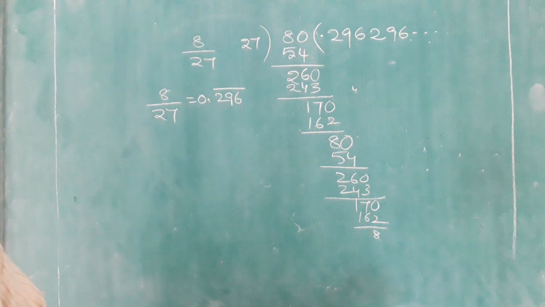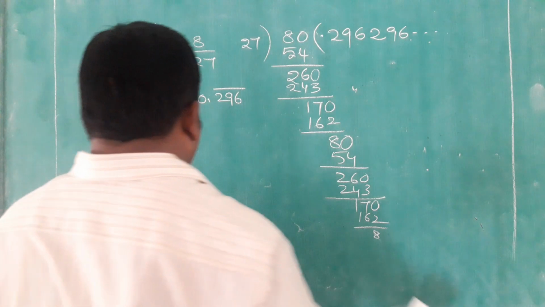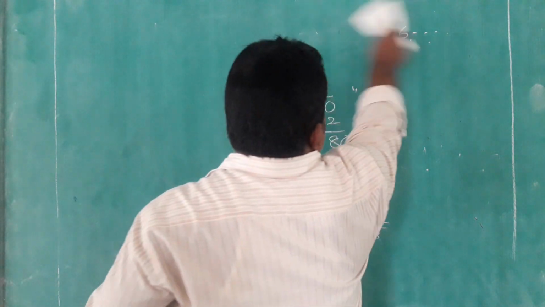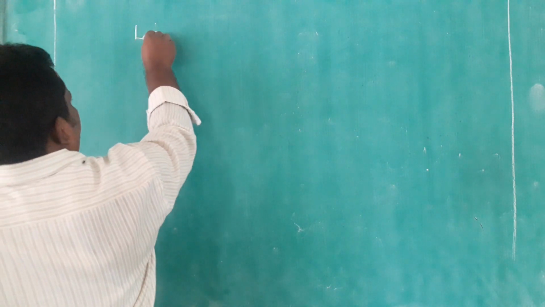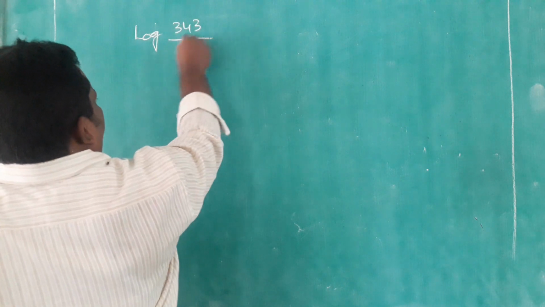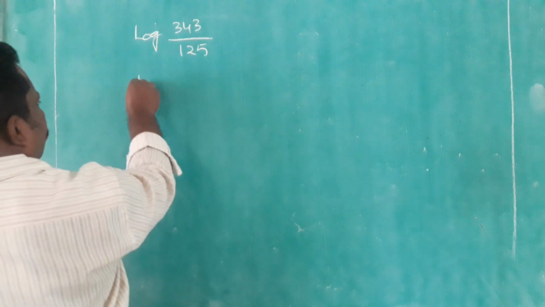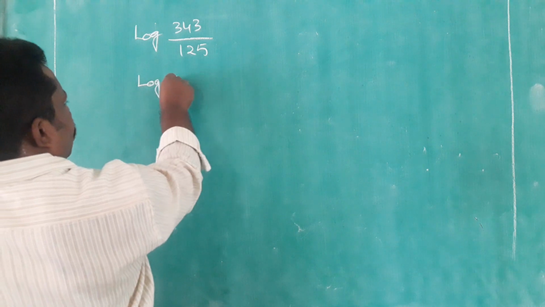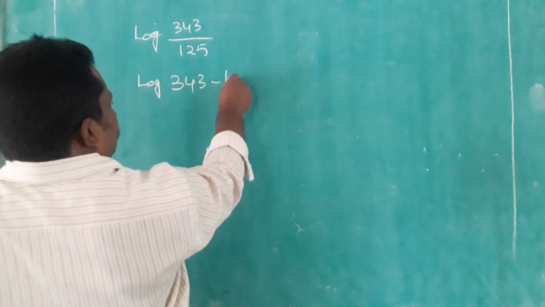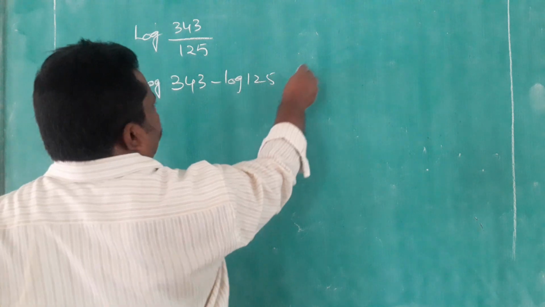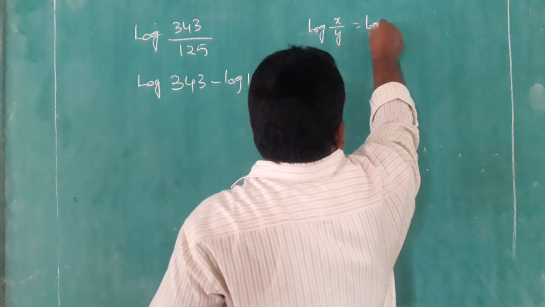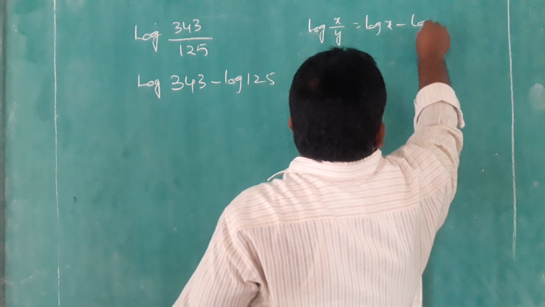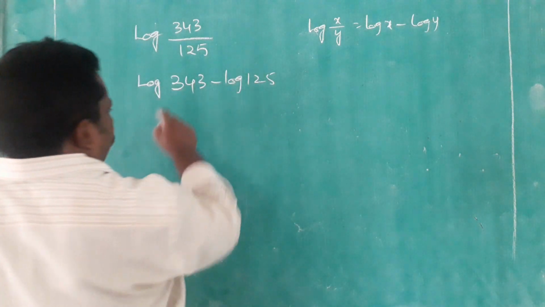Now, next question. Expand log 343 by 125. Log 343 by 125. It is of the form log 343 minus log 125. Why? Because we know the formula log x by y is equal to log x minus log y. Okay, 343, how can you write?